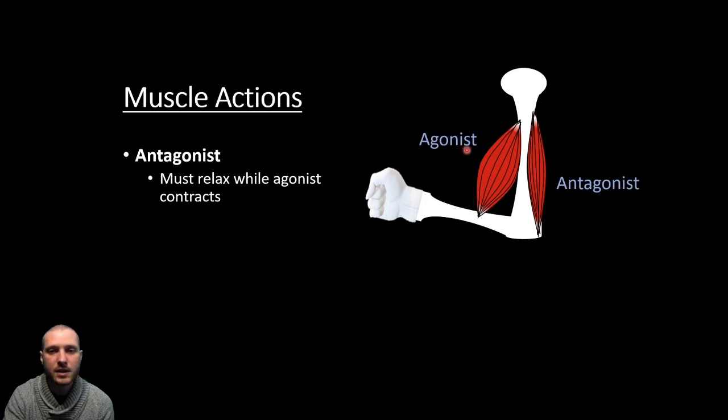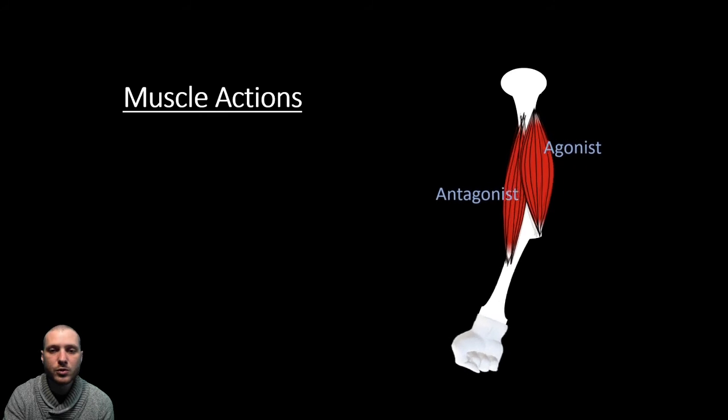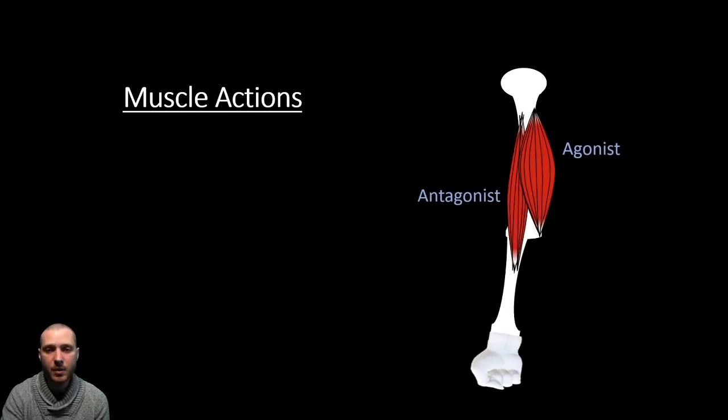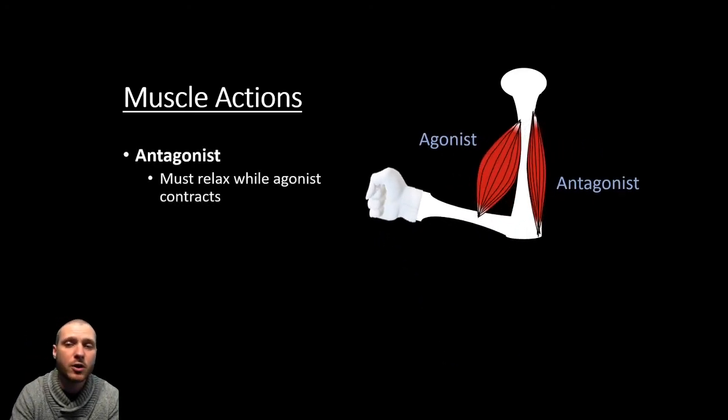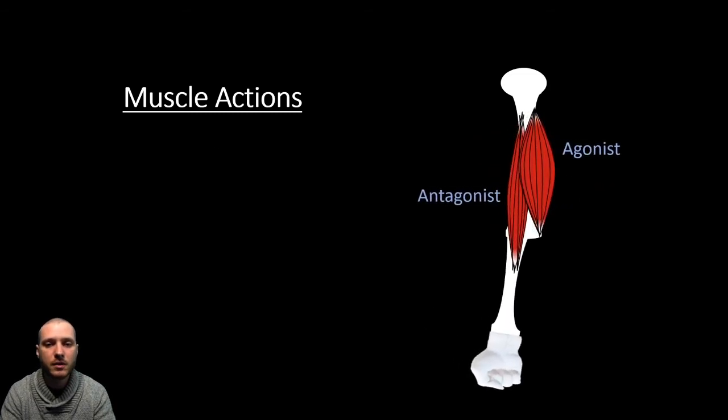So here, like we said, agonist biceps, antagonist triceps. Whereas these roles are going to reverse when we want to extend the elbow. Now we call the triceps the agonist because this is what's responsible for the extension. And now the biceps is the antagonist because this is the one that has to relax. So again, these terms agonist and antagonist are relative depending on which motion we're talking about with each specific joint. So they go back and forth depending.